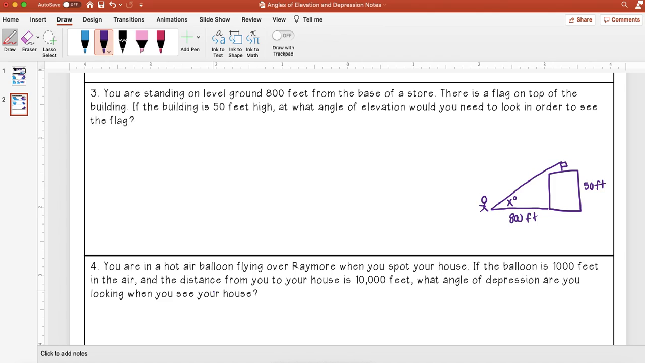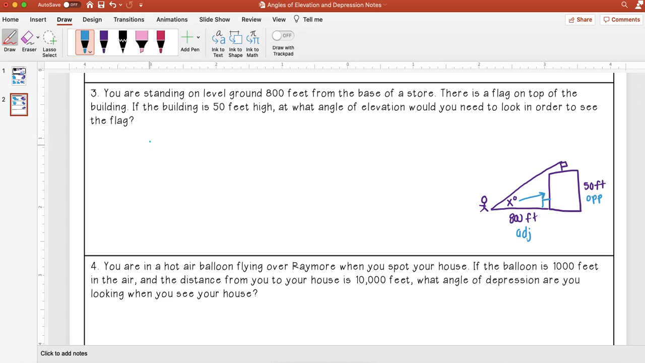And now I have this set up, and this is going to be doing exactly like what we did last week when we were using inverse trig ratios. So as always, I want to start with labeling my sides. I want to label my opposite first, so I'm finding x, this angle here. The opposite side would be my 50 feet. This is the right angle. Now I need to figure out whether 800 is my adjacent or my hypotenuse. Well, when I look at my opposite of my right angle, that's going to be this side over here. And so that means that this is my adjacent.